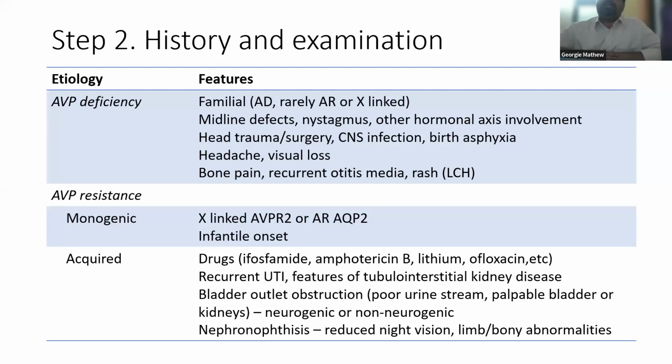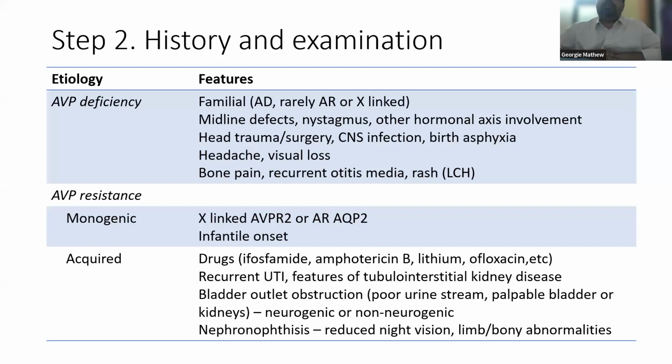Where are the features of AVP resistance usually seen? It can be seen in monogenic situations like X-linked AVPR2 or aquaporin 2 variation. These are usually infantile onset and present with large amounts of dilute urine, which can lead to significant clinical dehydration. They may even present with hypernatremia, hypernatremic seizures, intracranial calcifications, etc. It is usually a slightly difficult disease to manage.